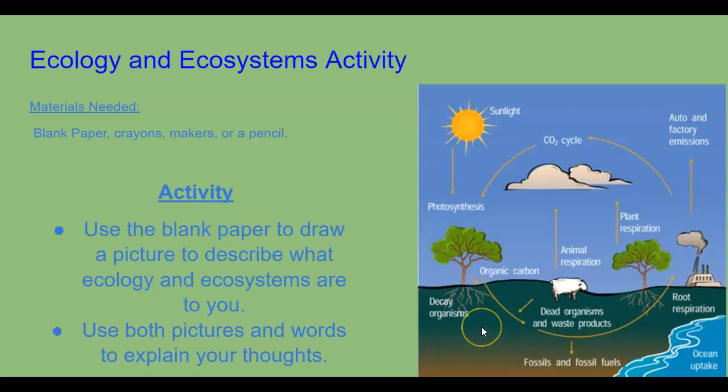What you're going to be showing me on your paper is what ecology is to you and what an ecosystem is, drawing pictures to represent that, and then words to talk about it. For example, you could write on your picture the words biotic and abiotic and tell me what those mean to you. So maybe I might have a picture of abiotic characteristics and biotic characteristics. But I just want you to explain what ecology and an ecosystem are on your picture.